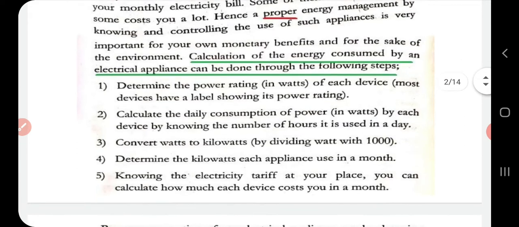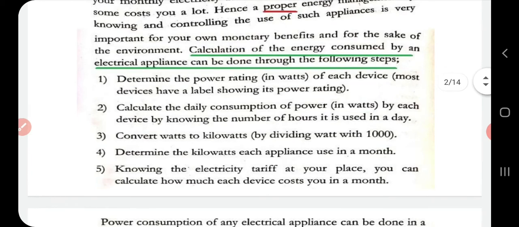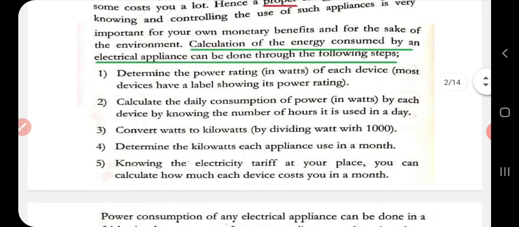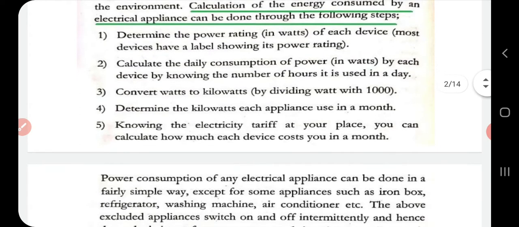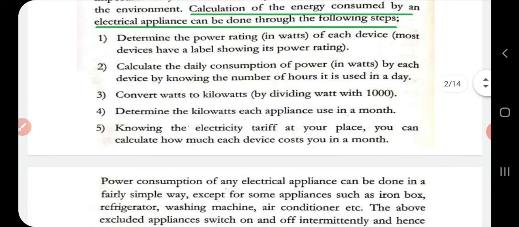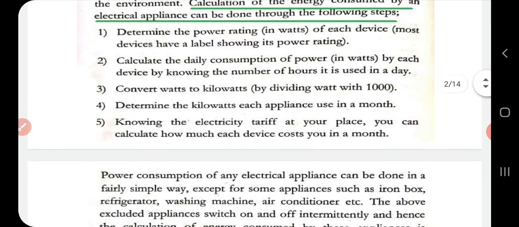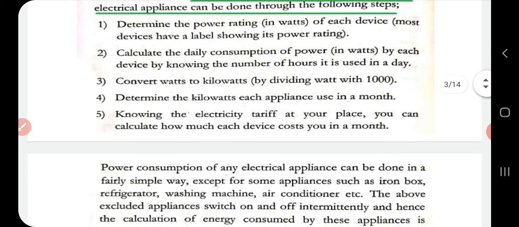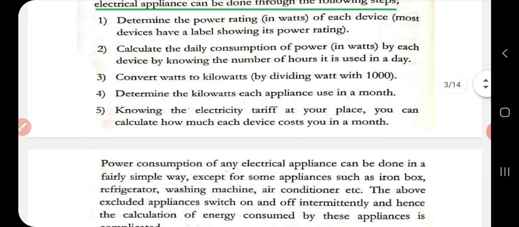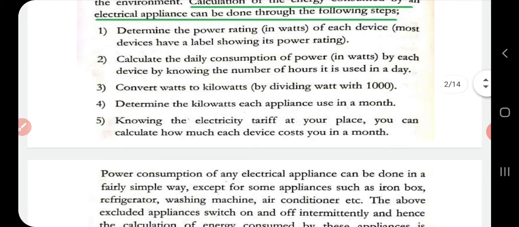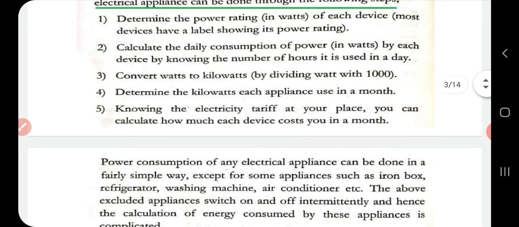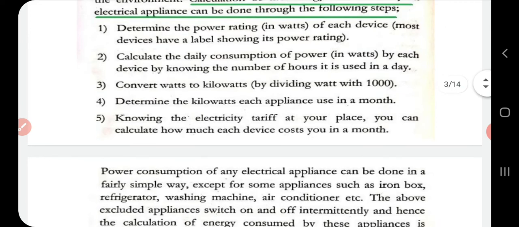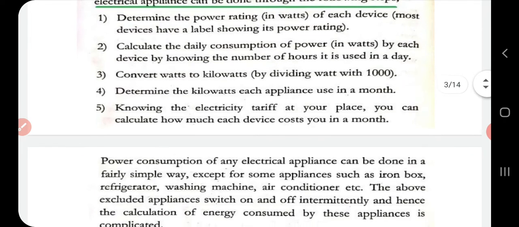Now here are a few of the steps that you will have to follow while calculating the energy consumed by an electrical appliance. One is to determine the power rating, which is usually given in watts, of each device. You have to know the power rating of each device, and most devices will have a label showing its power rating. You might have seen that in refrigerators, there are 5 stars, 3 stars and so on. This is actually the power rating of the device, so that you know the power rating of each and every device in your home.